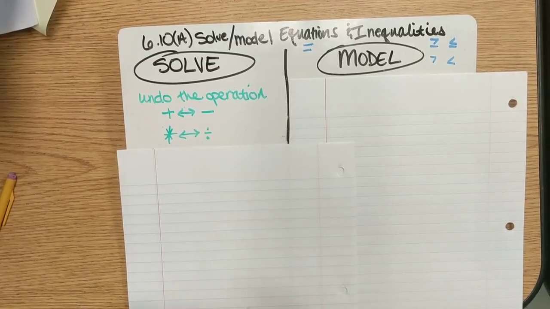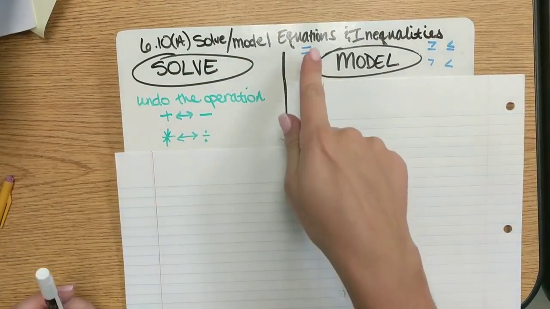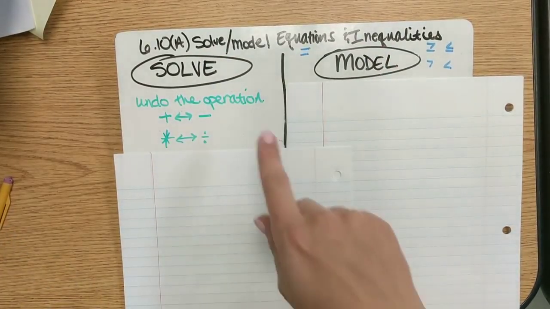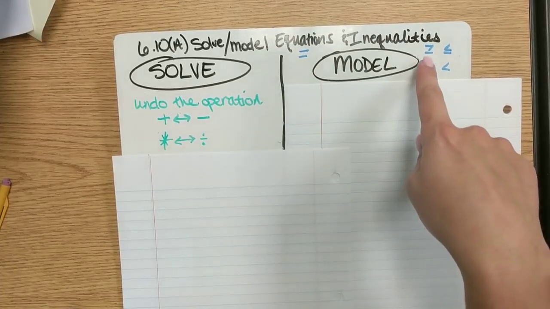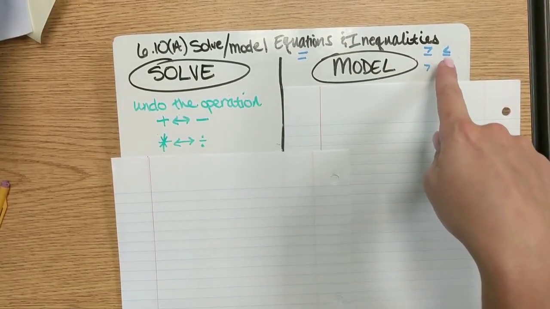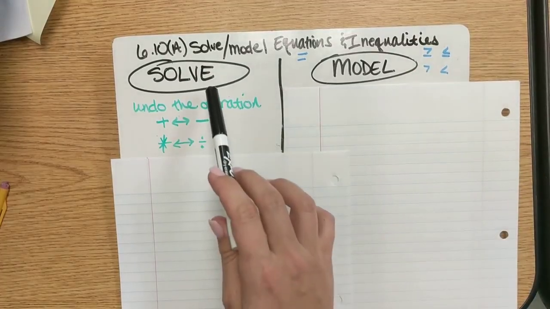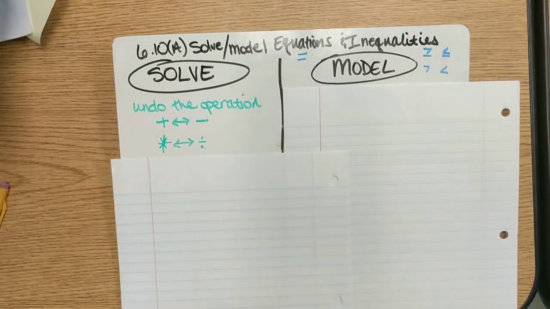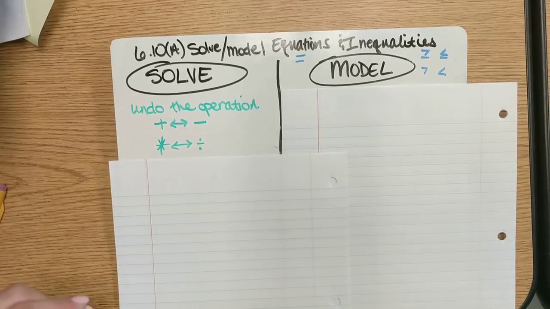Today's video is about 6.10a, solving or modeling equations and inequalities. Remember, equations have equal signs, inequalities have less than or equal to, greater than or equal to, less than or greater than signs. So to start with solving, remember the idea is that we are undoing the operation. We're undoing what's happening to the variable.